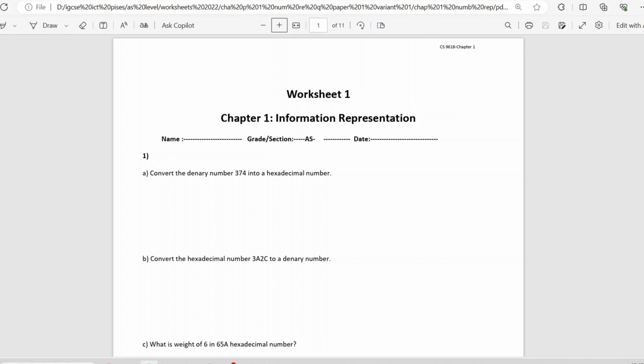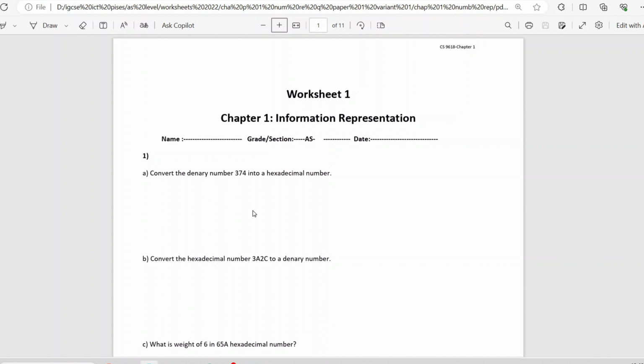Good afternoon. Today we are going to solve a worksheet related to chapter number 1, information representation. The first question is that you have to convert a denary number 374 into a hexadecimal number. So always remember that when you are asked to convert into a hexadecimal number, hexa has a base of 16. Why? Because it has a total of 16 digits, starting from 0 till 15.